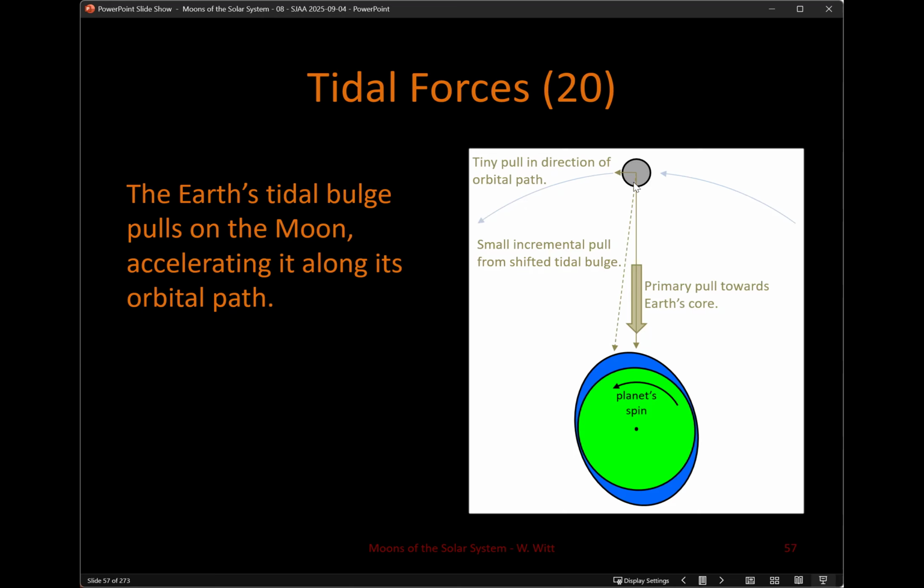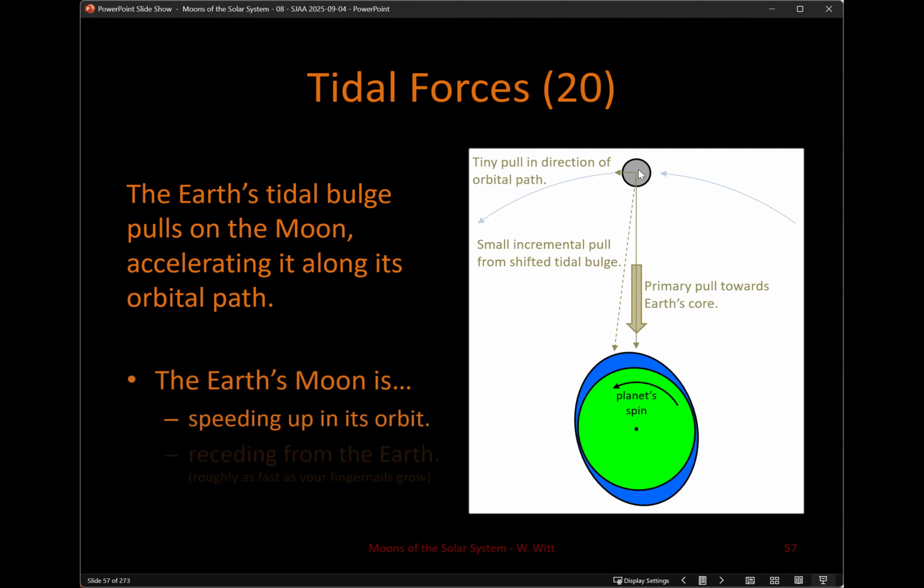You can imagine there's like a rubber band attached to this tidal bulge, and it's pulling the moon. Most of the force is pulling it, of course, down towards the planet, but a little bit is pulling it forward. And that forward pull is actually causing the moon to speed up over time as it's going through its orbit.